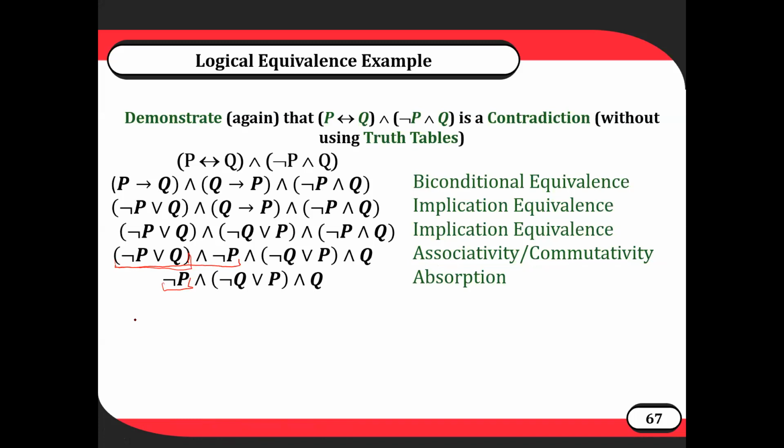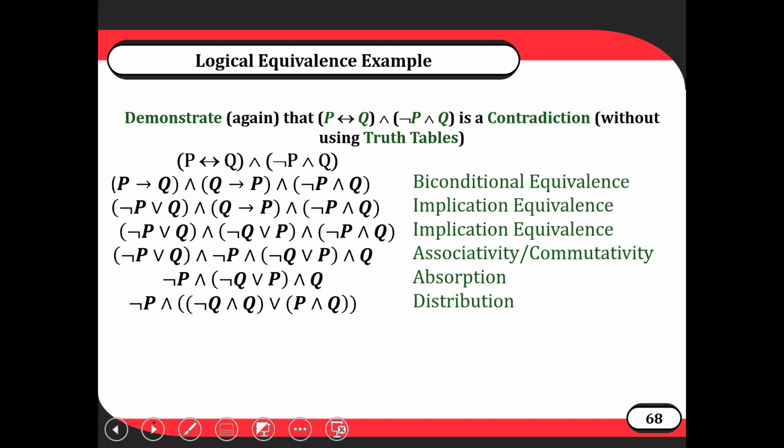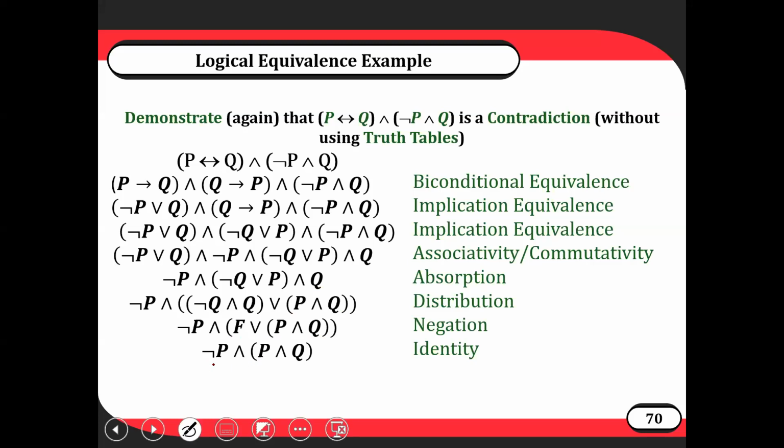And then if we look here, we can do distribution. So we can distribute this Q, so we have not Q and Q or P and Q. This, of course, is negation. It always evaluates to false, and then false or anything is identity. Then associativity and negation: I move the brackets to the not P and P, which evaluates to false, and false and anything is false by domination.